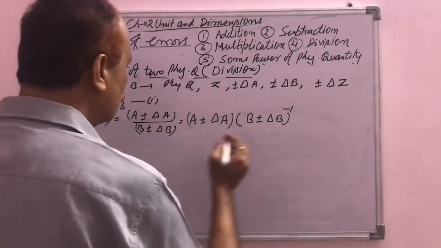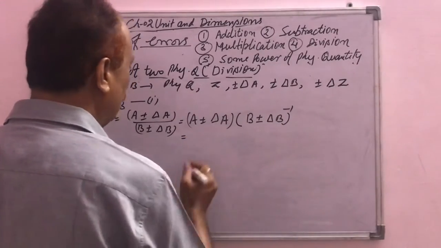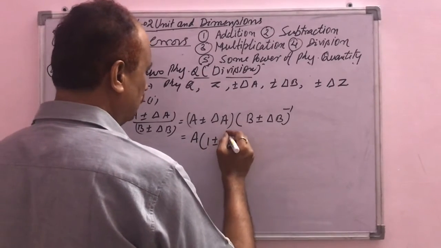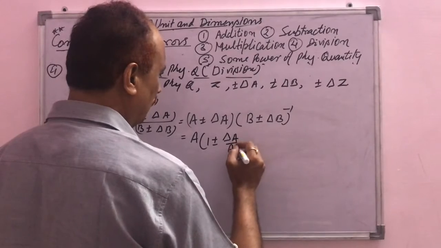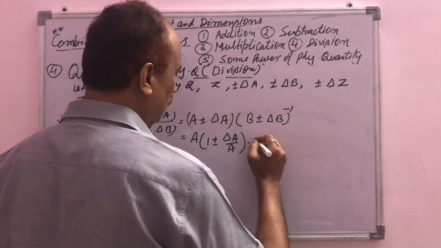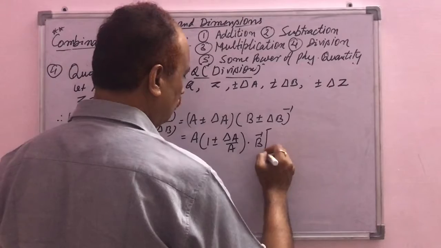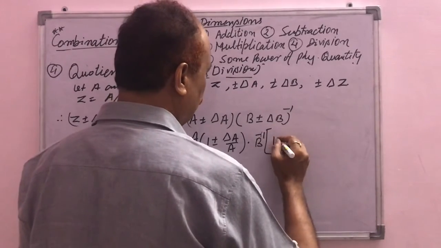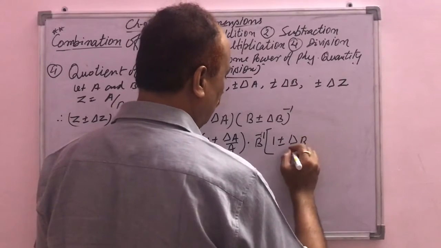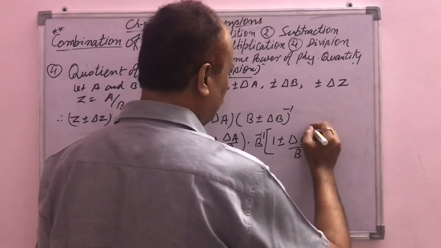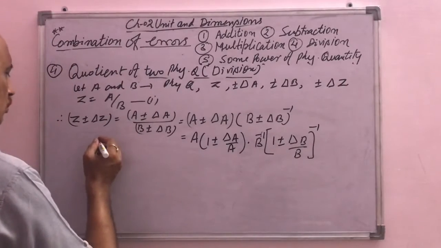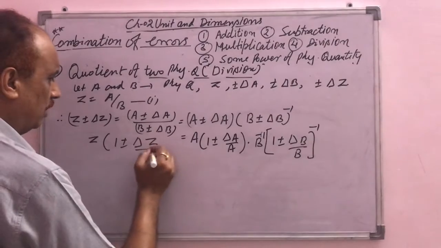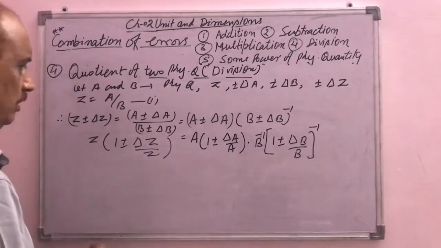Now to simplify this equation, taking A common, in the first bracket we get 1 plus minus delta A upon A. In the second bracket, taking B to the power minus 1 common, we get 1 plus minus delta B upon B to the power minus 1. That is equal to, taking Z common, 1 plus minus delta Z upon Z. So this is the next equation.